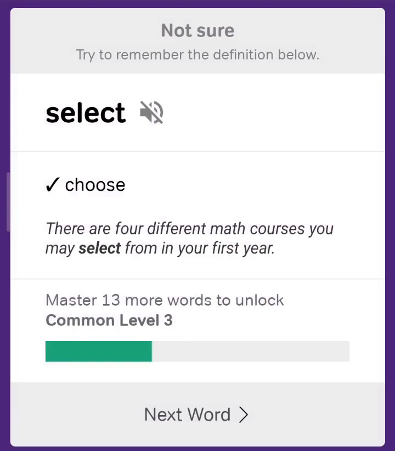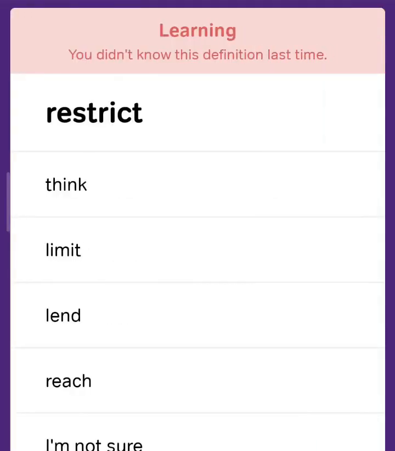Select, choose. There are four different math courses you may select from in your first year.